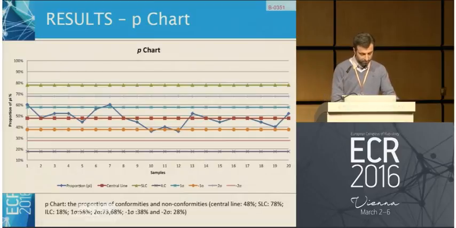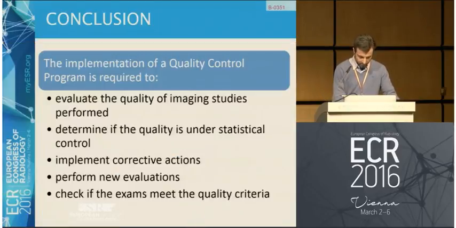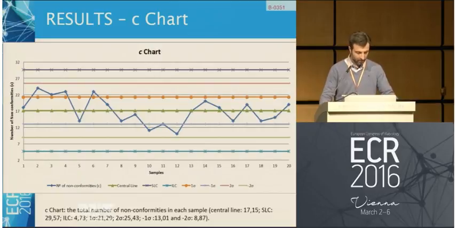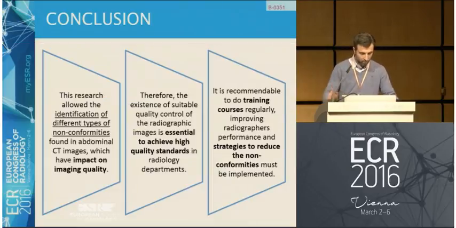As for the P chart, sorry, now the right one is the C chart, okay. The number of non-conformities, as I said before, in the total sample, this one is for each group of the samples. We can see that we have a central line of 17 and the higher and lower limit lines, 29 and 4.73.